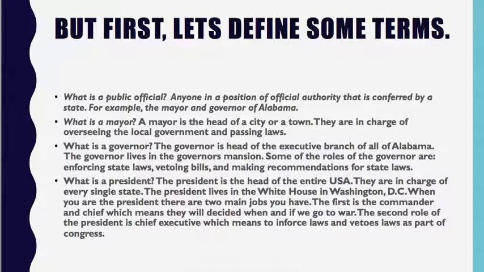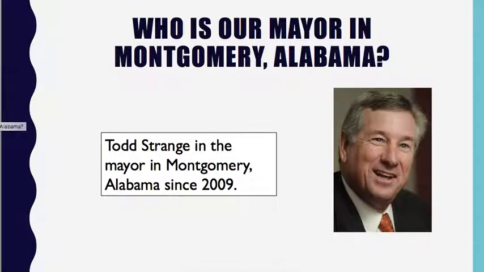All right, and then a little bigger is what is the president? The president is the head of the entire United States of America. They are in charge of every single state, which in our case we have 50 states. So the president oversees all 50 states. The president lives in the White House in Washington, D.C. When you're the president, there are two main jobs. The first one is the commander-in-chief, which means that they will decide when and if we go to war. The second role of the president is the chief executive, which means they enforce laws and veto laws as a part of Congress.